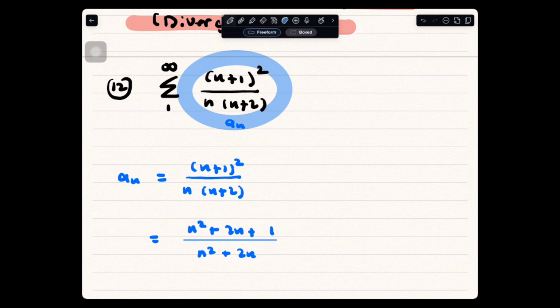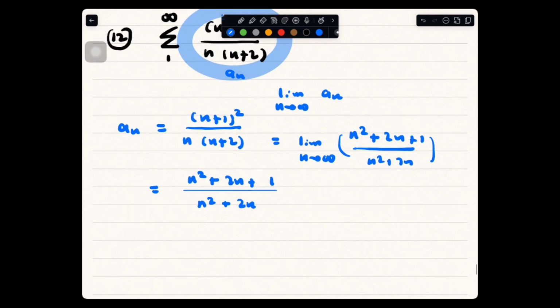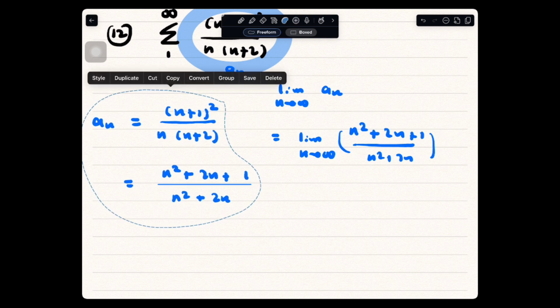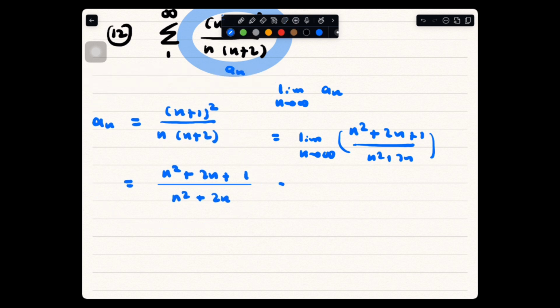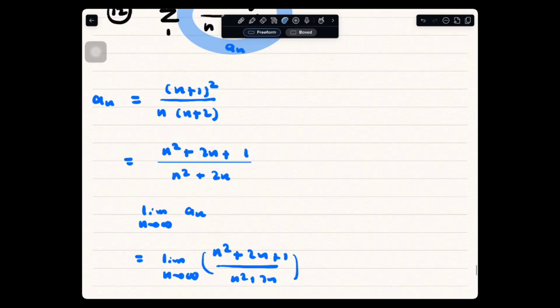Now, what's the limit of an as n goes to infinity? Well, that's the limit as n goes to infinity of what? n squared plus 2n plus 1 over n squared plus 2n. Do you guys know what this limit equals? Use calculus 1 or calculus 2. What's this limit going to be? That limit is 1. Is that true? No? How do we know that limit is actually 1?